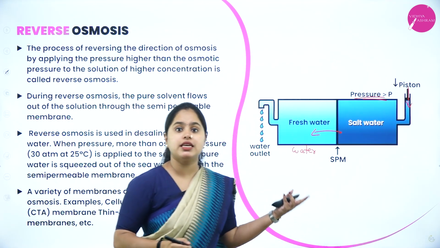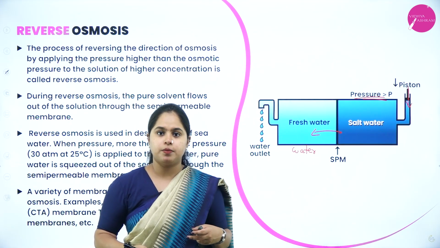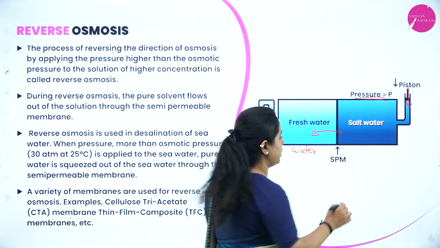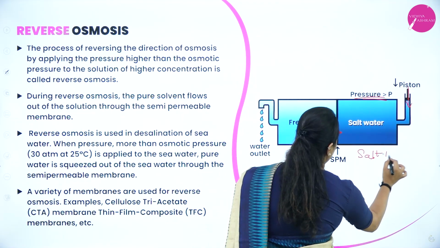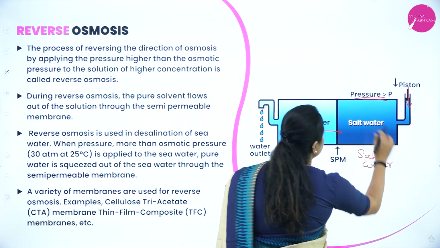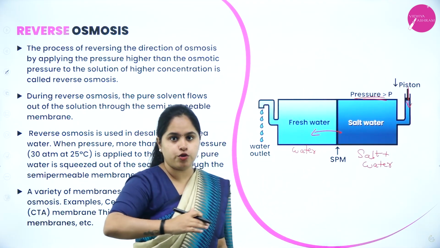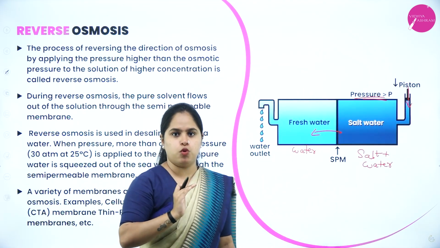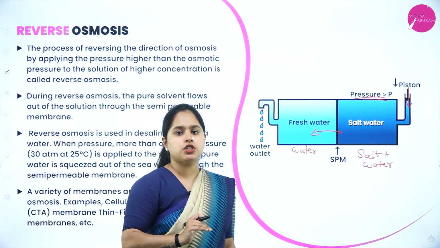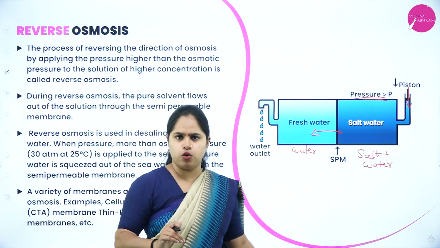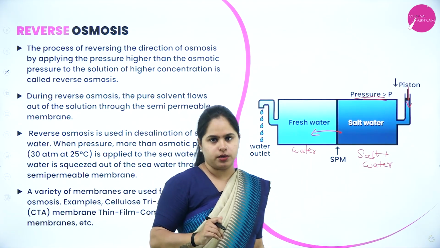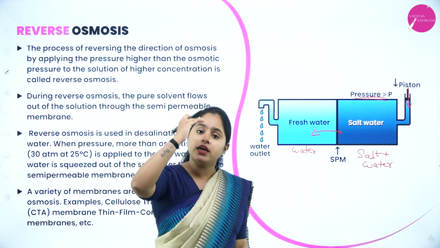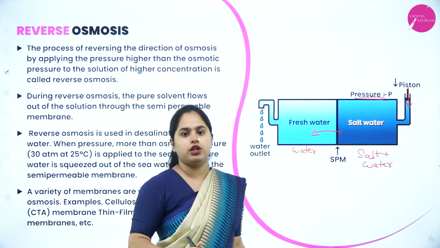This is used in desalination of seawater. In seawater, salt is there as well as water. This is the solution. So if we are applying a pressure on the salt water which is more than the osmotic pressure, what happens? Osmotic pressure just stops the flow of fresh water to seawater. So if we are applying a pressure which is more than the osmotic pressure, what happens?